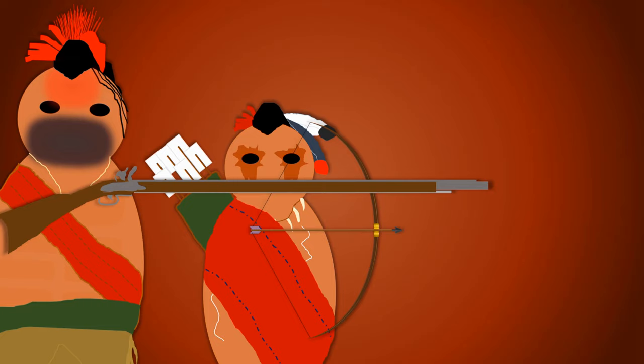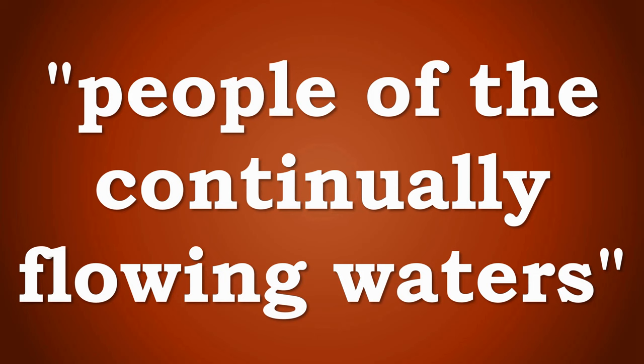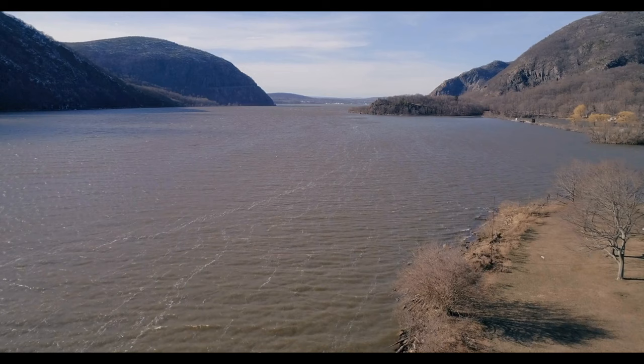Now, the Mohicans actually called themselves the Mohekaniu, which means something like the people of the continually flowing waters. And it's thought that this points specifically to the waters of the Hudson River, a really large river in the area along whose banks they were living.